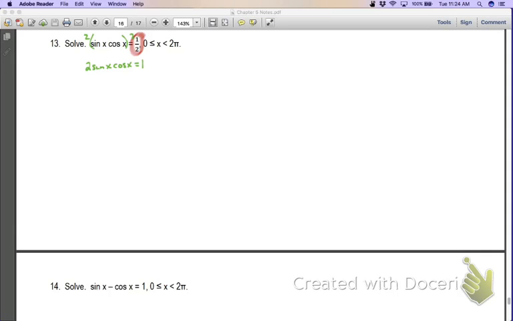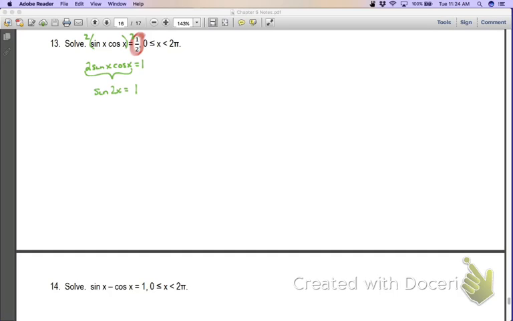Now from here, it's multiplied by 2. So anytime you have something multiplied by 2, you want to look into it being a double angle. Okay, so it's a double angle for sine. So all I'm going to do is change this to sine of 2x equal to 1.